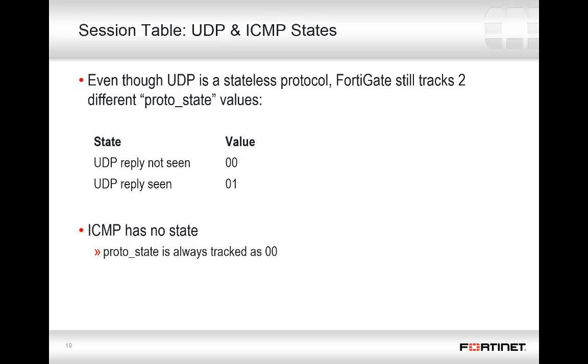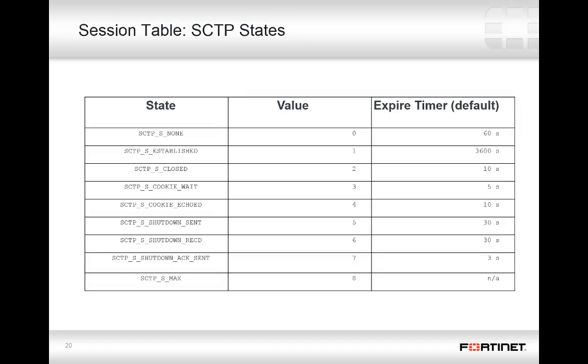Although UDP is a stateless protocol, it doesn't inherently require confirmations of bidirectional connections like TCP. FortiGate also tracks UDP conversations in the session table. When FortiGate receives the first packet, it creates the entry and the state is set to 0. If the destination replies, the state changes and remains in 1 for the remainder of the conversation. Notably, ICMP, such as ping and traceroute, have no protocol state. SCTP sessions also have distinct states, so those are also separate.